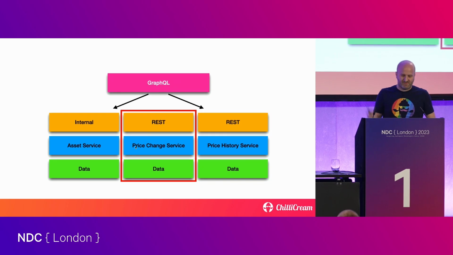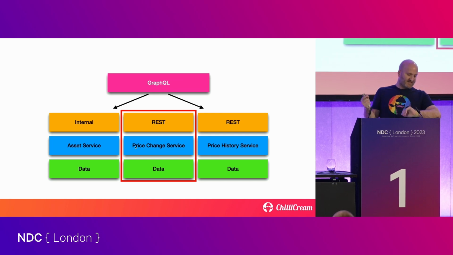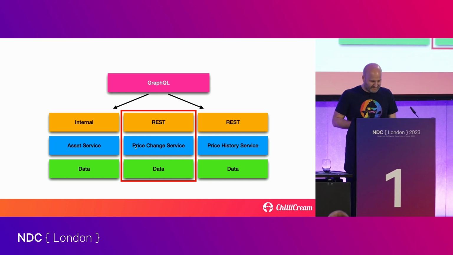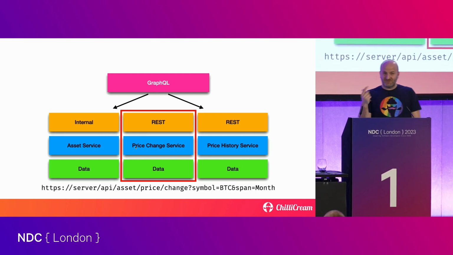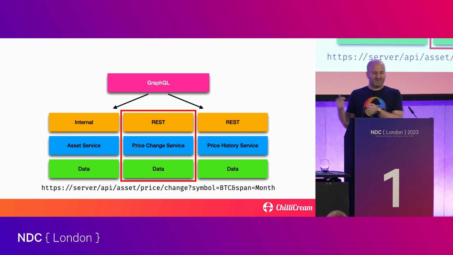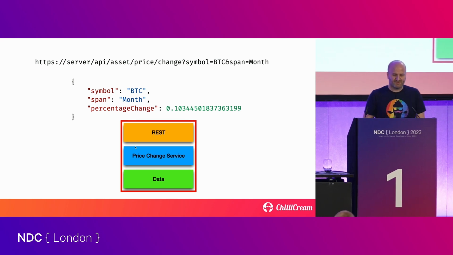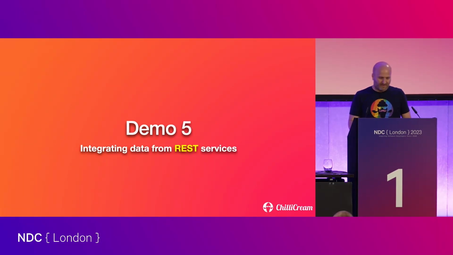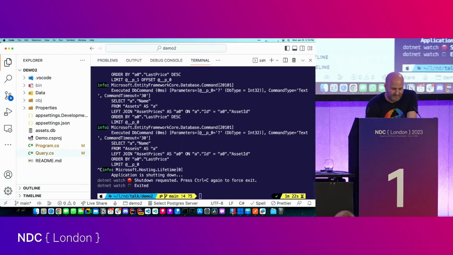So what we're going to do for our application is integrate this price change service that we have running on Azure, and Azure had an outage today, so let's see if that demo works. So we have an Azure function somewhere that lets us fetch for each asset an aggregated price change. This price change service gives us a response like that, where we get the aggregate percentage change, and we want to integrate that into our graph. But it not only works with REST, whatever you have there. Okay, so let's go to the next demo.